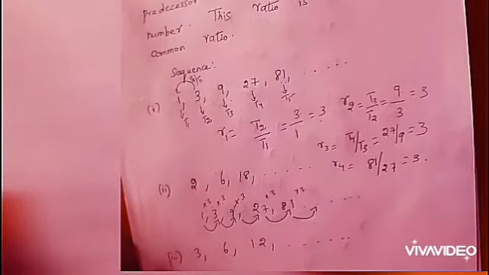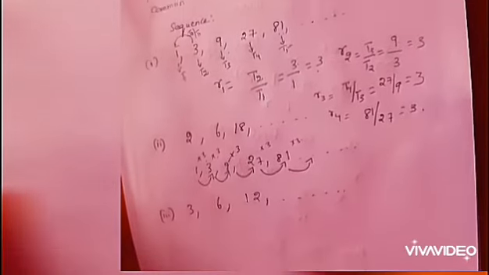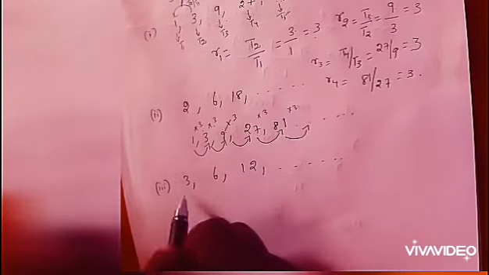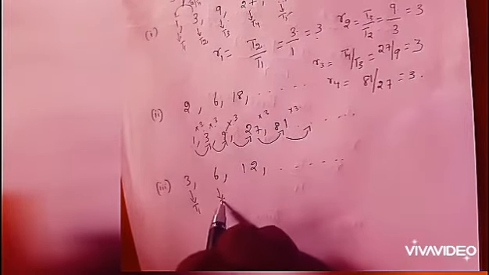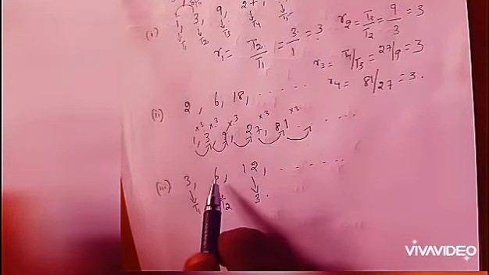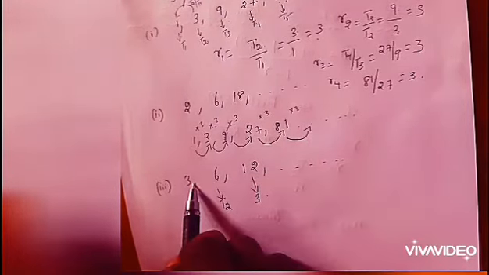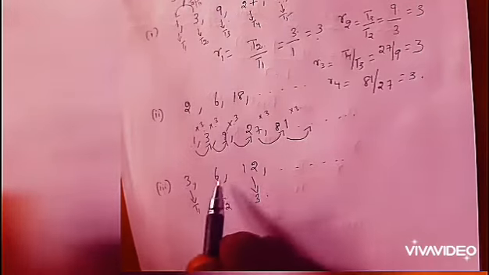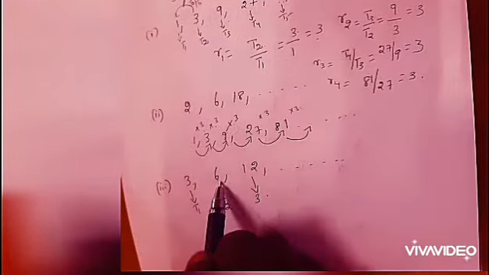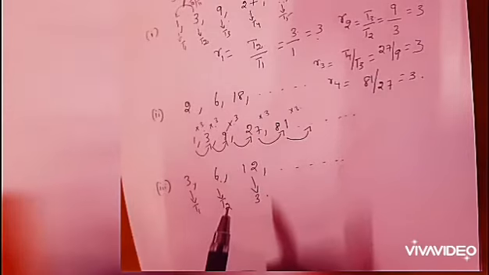Okay, students, now we'll see the second example. 3, 6 and 12. So T1, T2, T3. If I check the common difference, 6 minus 3 will give you 3. 12 minus 6 will give you 6. Is it having the same common difference? No.